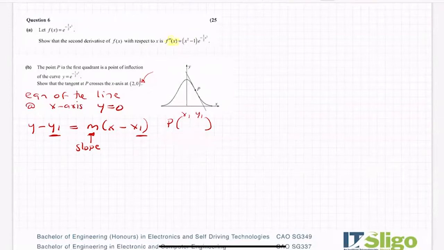So how do we find point P? Well, what do we know about point P? Well, the point P in the first quadrant is a point of inflection. Okay, so some more theory. So points of inflection.